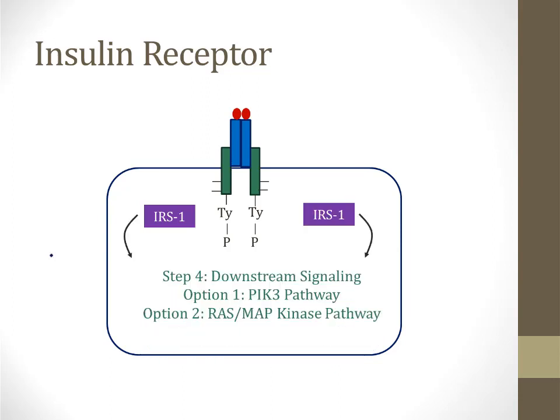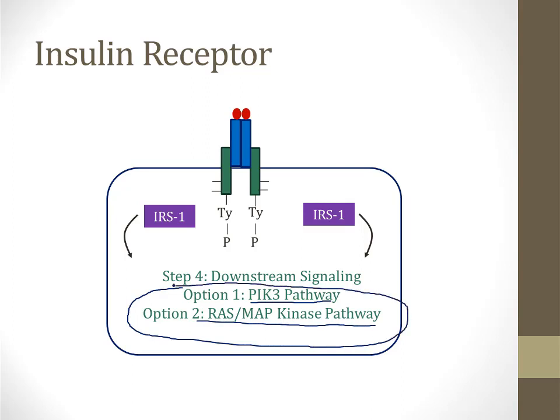There are many elements of the way that the insulin hormone exerts its effects that are not well understood, but there are 2 biochemical pathways that have been fairly well characterized by which insulin exerts its effects. One of those is the PI3K pathway. The other one is the RAS-MAP kinase pathway, and we'll talk about both of these now. These are pathways by which the activated insulin receptor can exert its effects on cells.